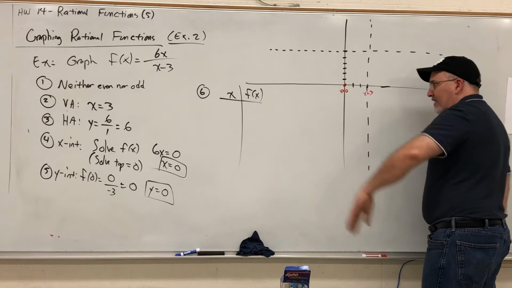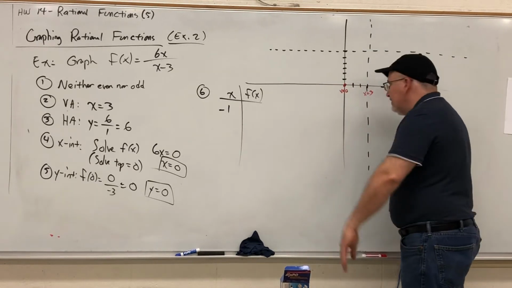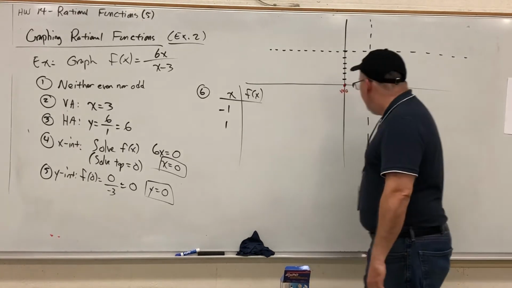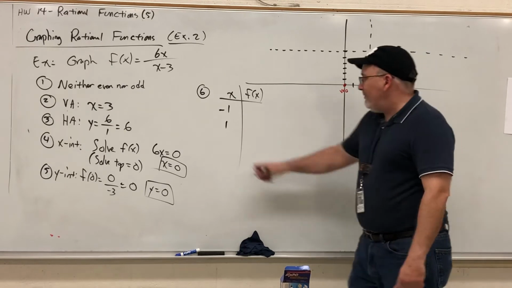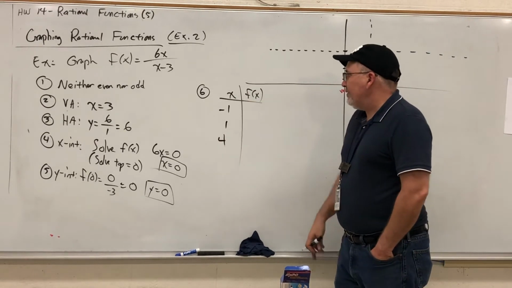So I need x's around in between these. I need an x to the left of 0. Let's try negative 1. I just need some evidence. I don't need a lot. I need something between 0 and 3. So how about 1? And I need something to the right of 3. So how about 4? So let's just plug these 3 numbers into the function and see what happens.